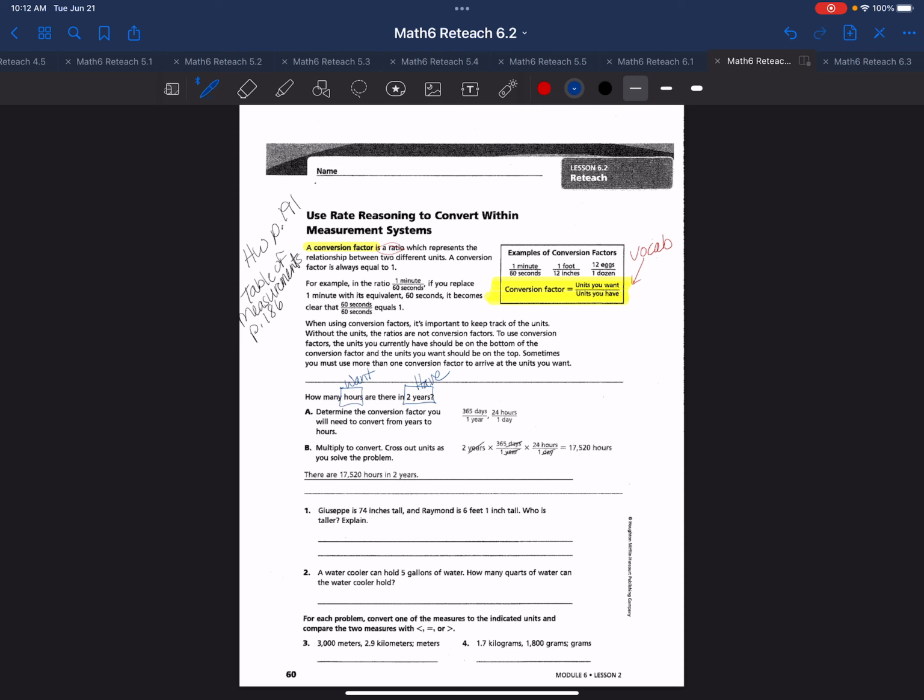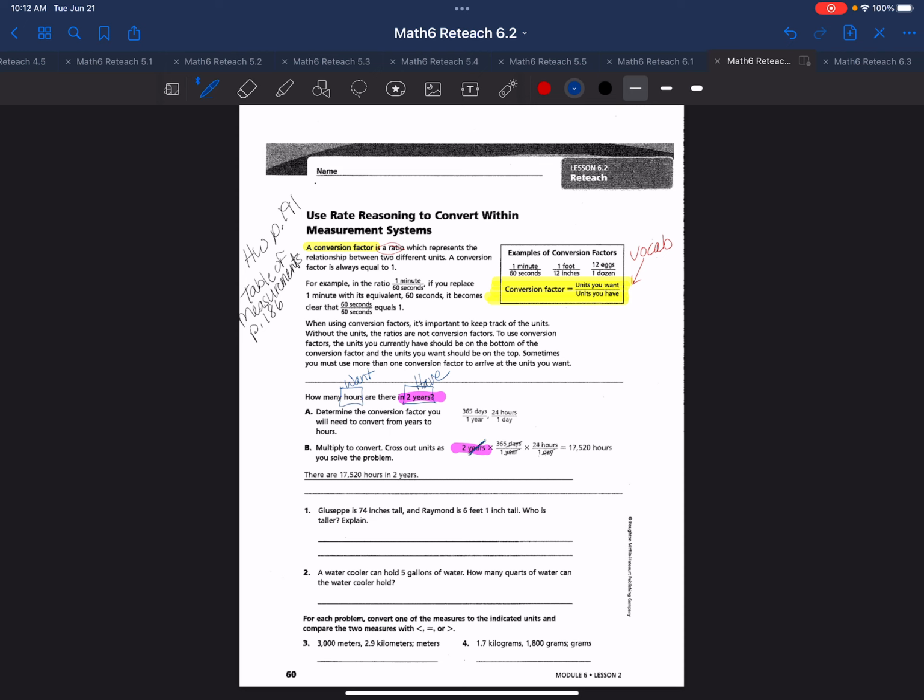The next thing you do is multiply to convert, and you cross out the units as you solve the problem. If we go back and read our problem, they're asking how many hours are there in 2 years, so we start out our problem with 2 years. When they're writing these conversion factors, remember they are doing units you want over units you have. Then they take 365 days over 1 year times 24 hours over 1 day.